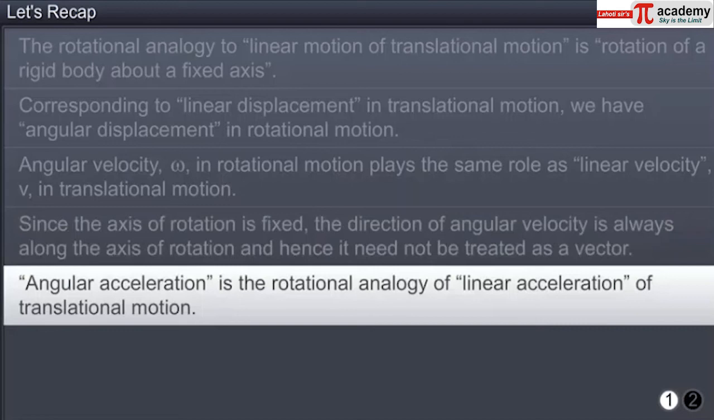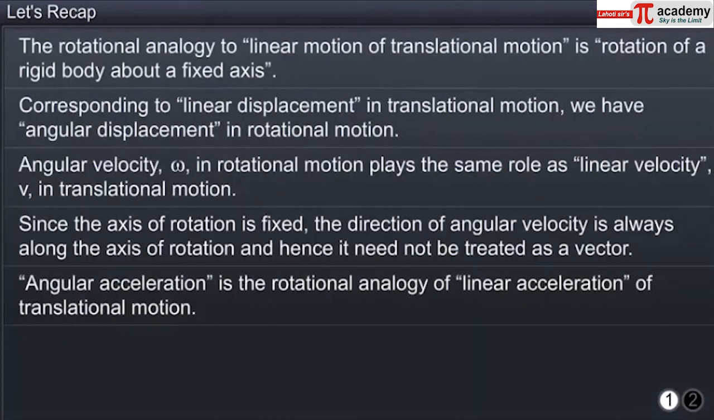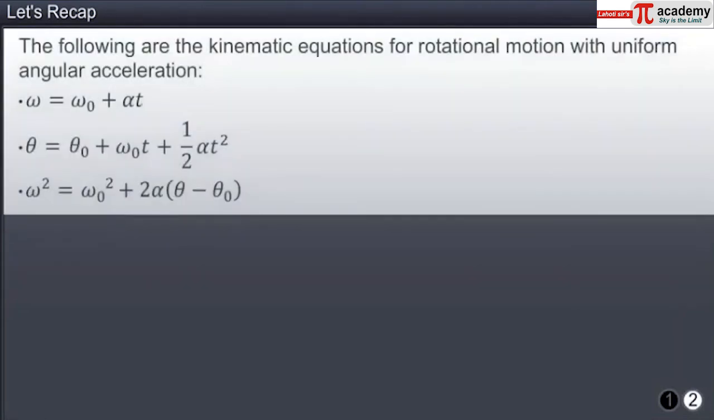Angular acceleration is the rotational analogy of linear acceleration of translational motion. The following are the kinematic equations for rotational motion with uniform angular acceleration. Omega is equal to omega naught plus alpha t. Theta is equal to theta naught plus omega naught t plus half alpha t square. Omega square is equal to omega naught square plus 2 alpha into theta minus theta naught.